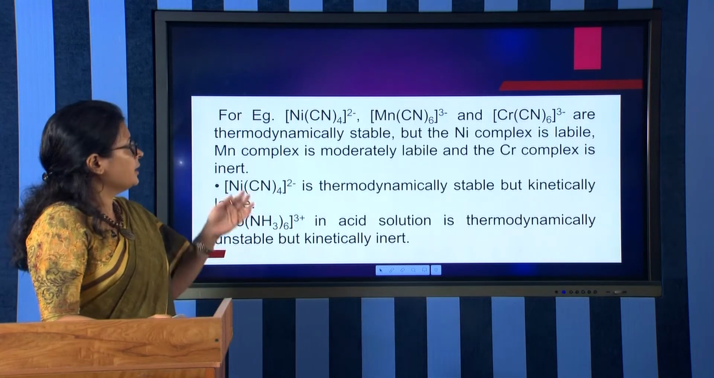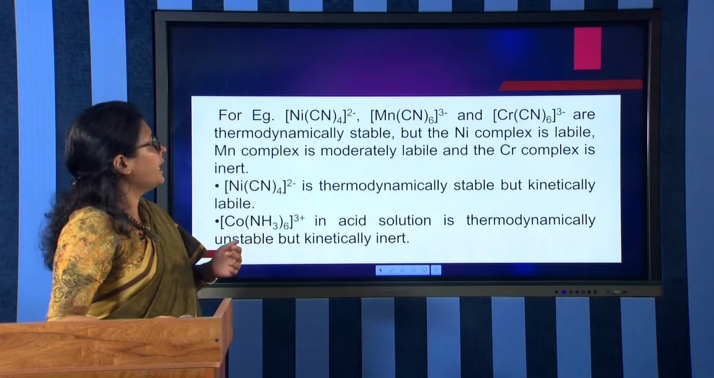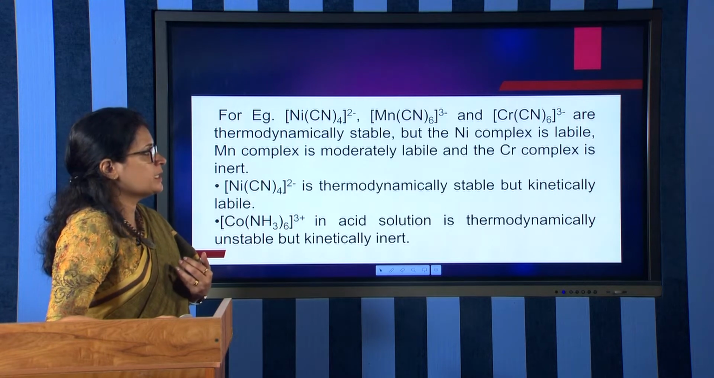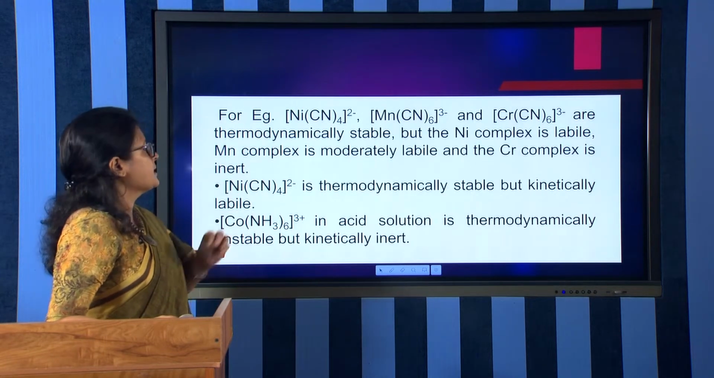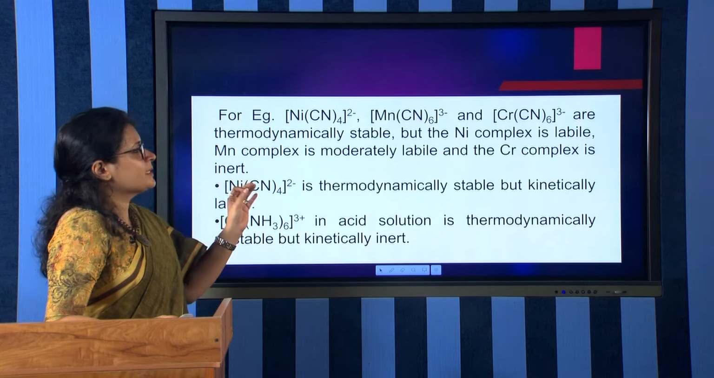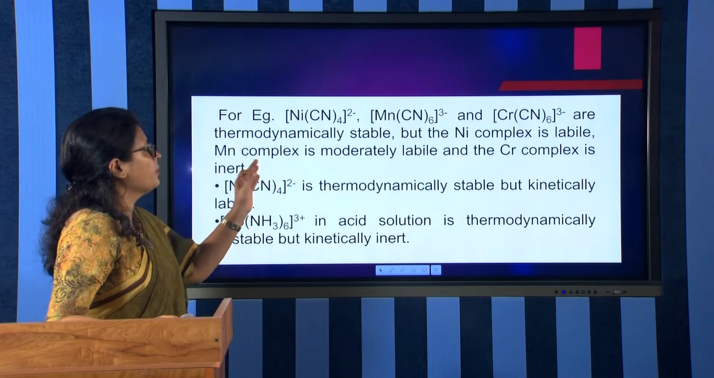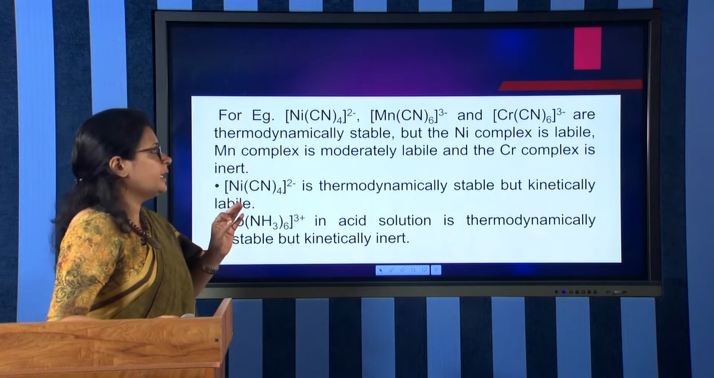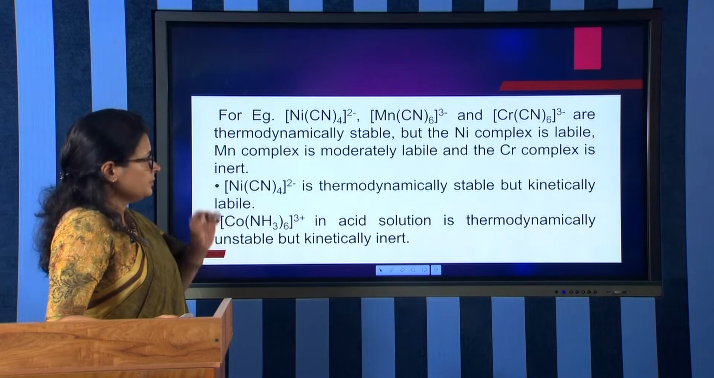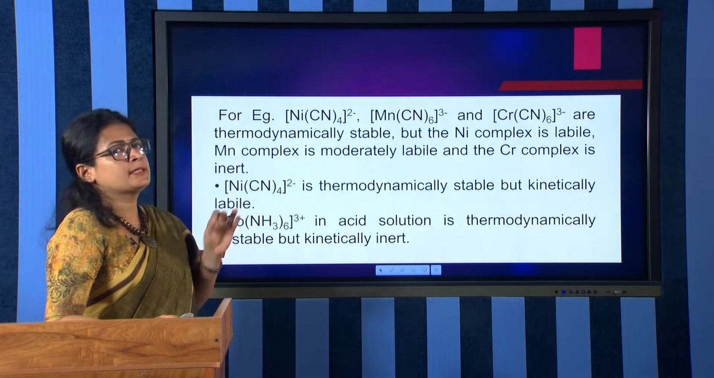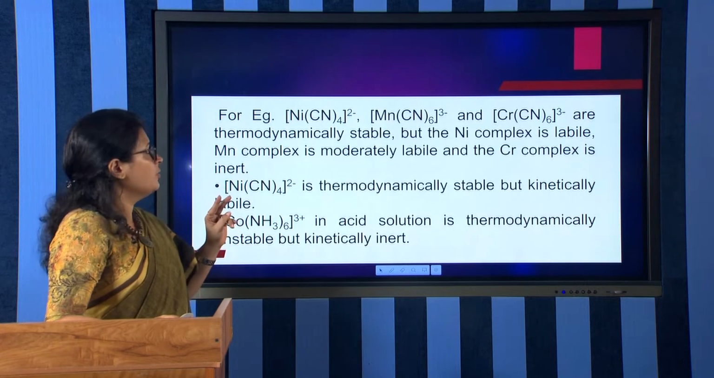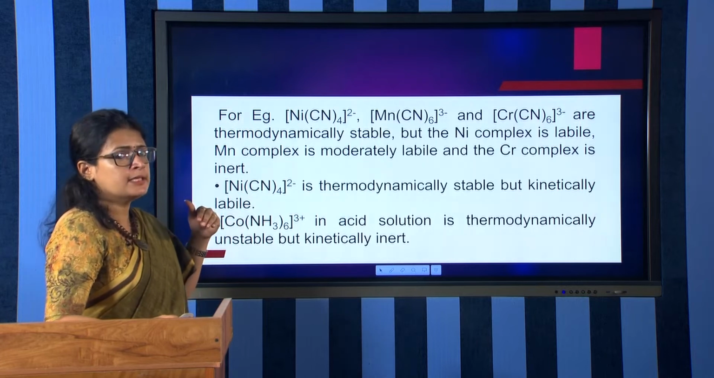Here you can see three example complexes: Ni(CN)4 2-, Mn(CN)6 3- and Cr(CN)6 3-. These three complexes are all thermodynamically very stable, but the nickel complex is labile, the manganese complex, the second one, is moderately labile, and the chromium complex is inert. So all three complexes are thermodynamically very stable. The first is labile, the second moderately labile, and the third inert.